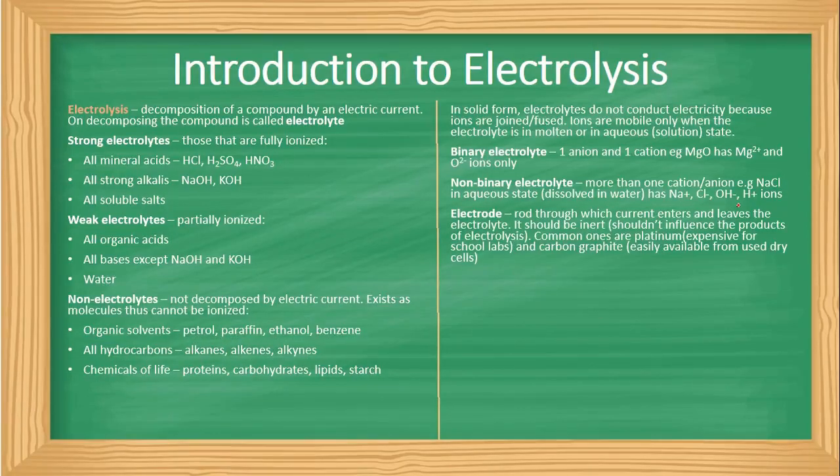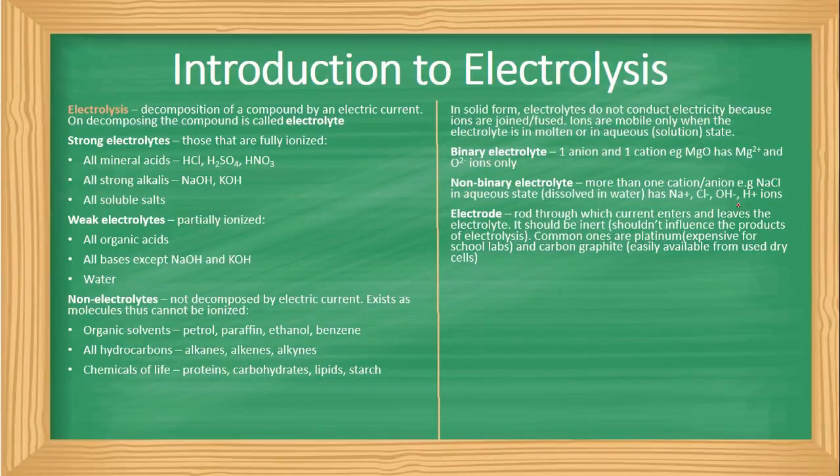So what is an electrode? An electrode is a rod through which current enters and leaves the electrolyte. These are the rods that are dipped in the electrolyte and then connected to the positive end or negative end of the setup, and these are the ones that allow the current to come in, and at this point this is where electrons are gained or lost. So they should be inert, and these electrodes are commonly made of platinum or carbon graphite.